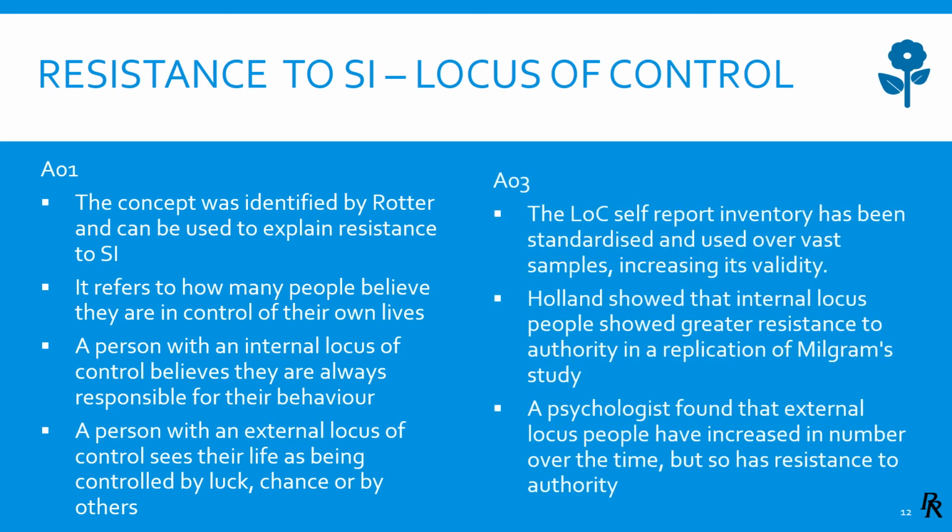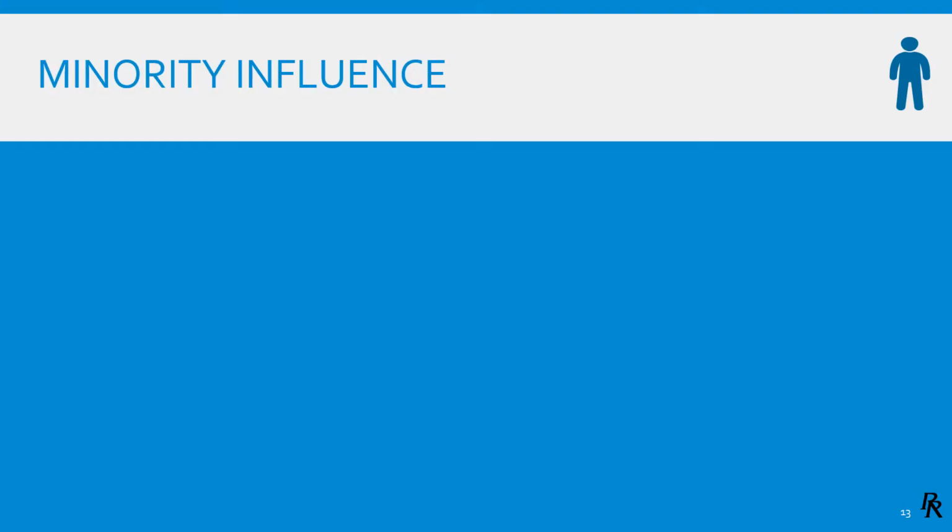Now AO3. The locus of control self-report inventory has been standardized and used over vast samples, which increases its validity. Secondly, Holland showed the internal locus of control people showed greater resistance to authority in a replication of Milgram's 1963 study. And lastly, a psychologist found that external locus people have increased in number over time, but resistance to authority has increased as well, which sheds some doubt onto the concept.